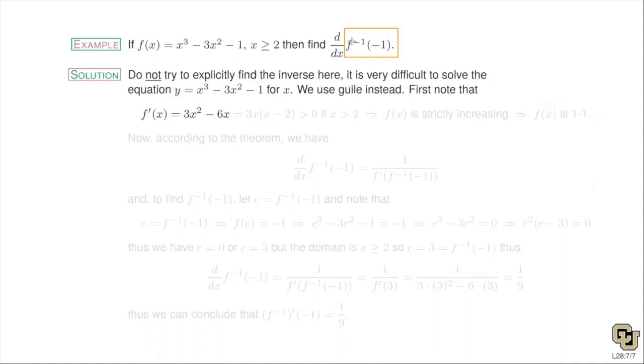And we'll rewrite this equation. If f inverse of -1 equals a number, then we know f of that number should equal -1. So we'll reverse this equation and solve that equation for -1.